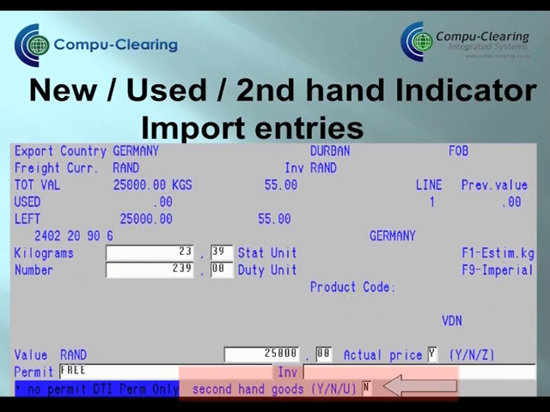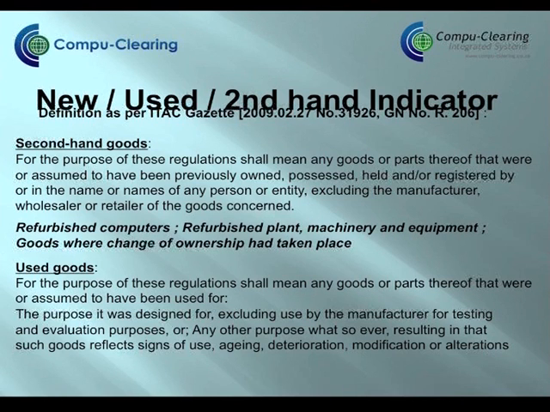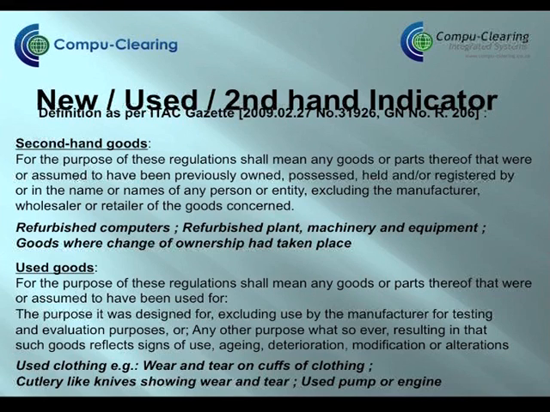And now most of the people now ask me, what is the difference between used and second-hand goods? Okay, on the screen now we've got the actual ITEC definitions of second-hand goods and used goods. Now what we've done is we've looked into these definitions and we've come up that second-hand goods is pretty much refurbished computers, refurbished plant machinery and equipment as examples. So it's any goods that have been refurbished or goods where a change of ownership has taken place. Okay, used goods are used clothing, cutlery, or pumps or engines, or any goods where you can physically see that there is some wear and tear on those items.